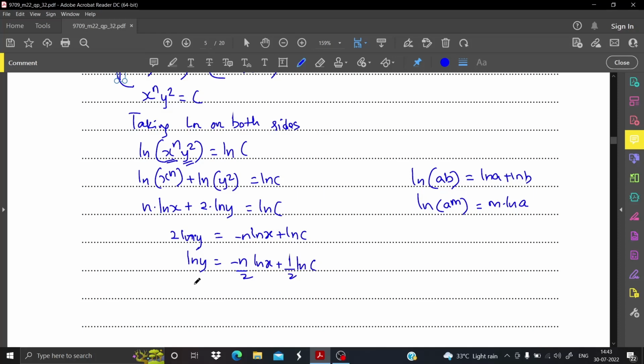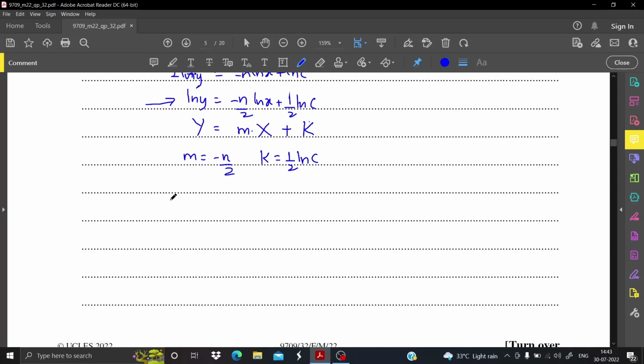Now consider log y as capital Y, minus n by 2 as the gradient, let's say m, and log x as capital X, and this constant, let's say k. So this equation is nothing but a straight line equation, y equal to mx plus c, where the gradient is m equal to minus n by 2 and the y-intercept k is half log c.